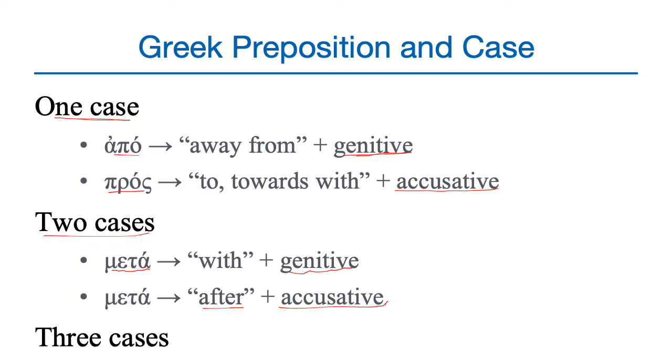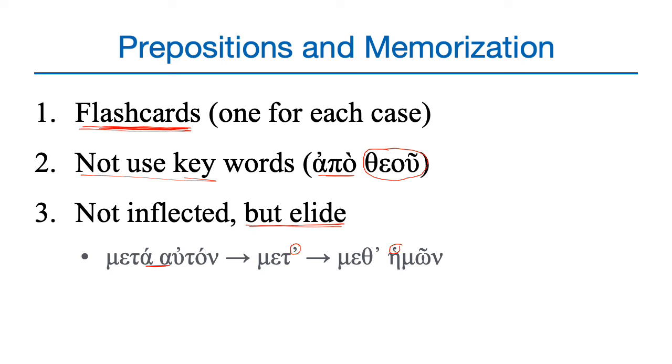But sometimes you have a preposition that takes two cases. For example, meta, which means with, can be followed by a genitive. Sometimes meta, which means after, is followed by an accusative. So you know meta means with if its object is genitive. You know it means after if its object is accusative. I know that's a little bit tricky, but that's the situation. Sometimes a preposition can take three cases. That is crazy, but that is what Greek does for you.